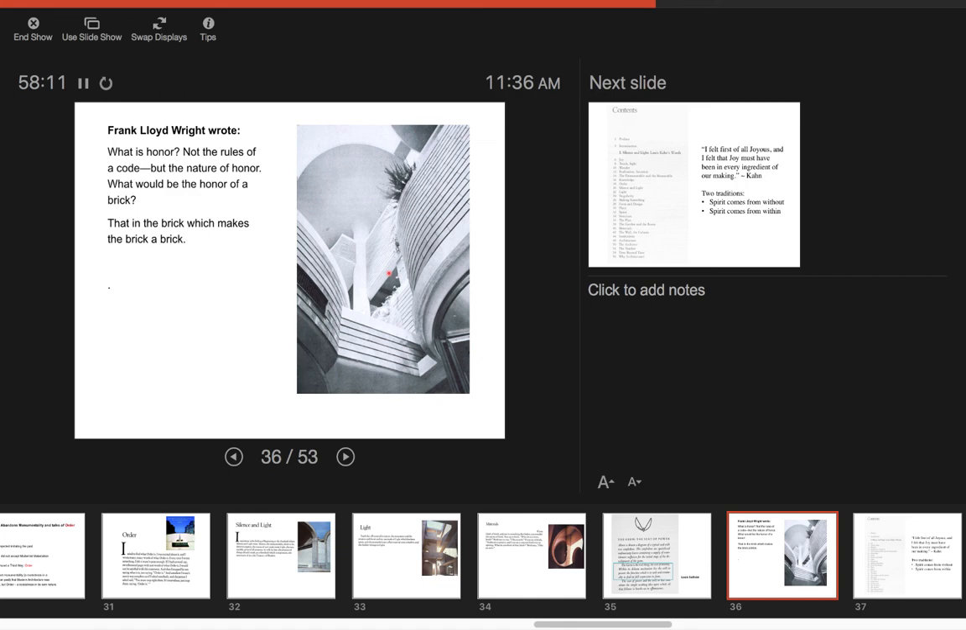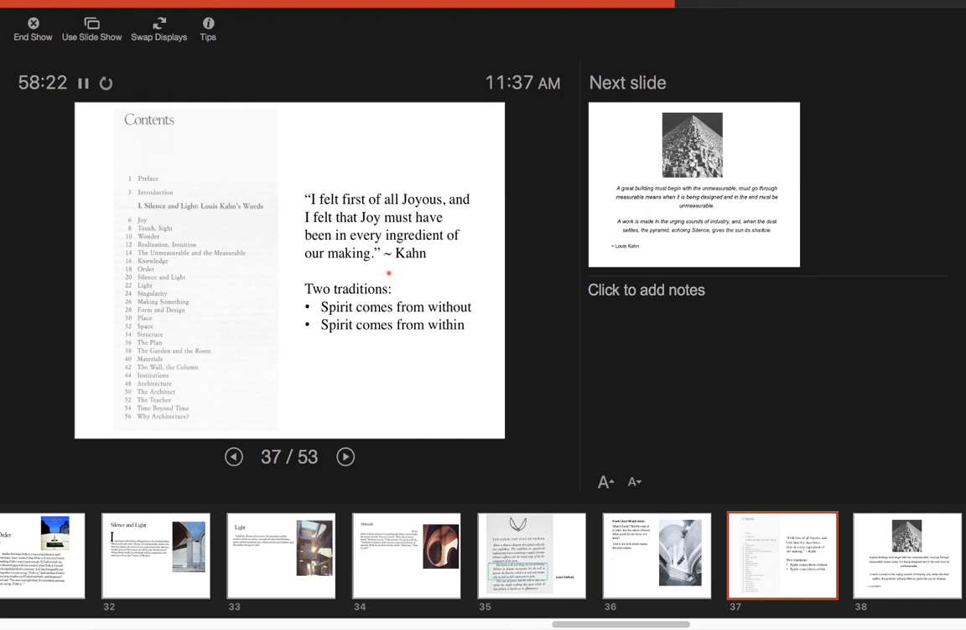Now, as I put the book in order, I was writing the book, and this is not the order Kahn lectured, I came up with this order, sequence. And I was inspired by the Tao Te Ching, by translation by Feng in English, highly recommended. And it begins with joy. I felt, first of all, joyous, and I felt that joy must have been in every ingredient of our making.